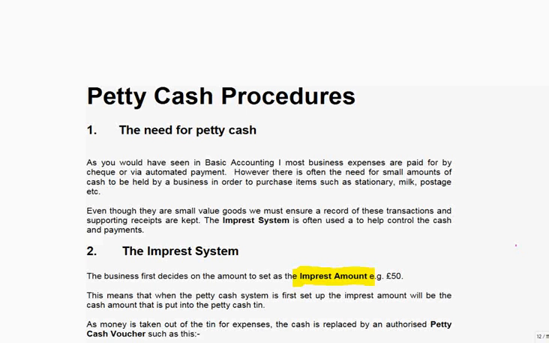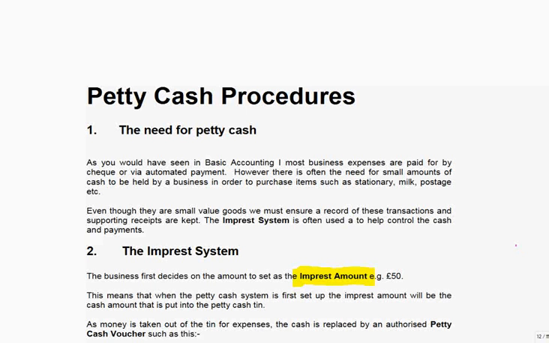So I've got an example here of £50. What that will mean is when the tin's first set up, £50 of cash will go into it. As people take out money to go and buy the various bits and pieces that they need, such as milk and postage and paying taxi fares, etc., they will replace that cash with a voucher. And the idea is that at any one time, the cash plus the vouchers should always come back to this £50, and that we should be able to do a reconciliation to prove that.